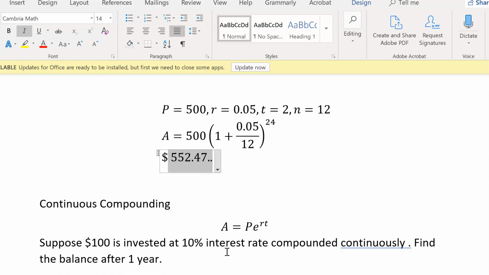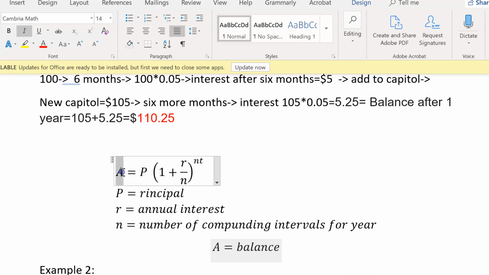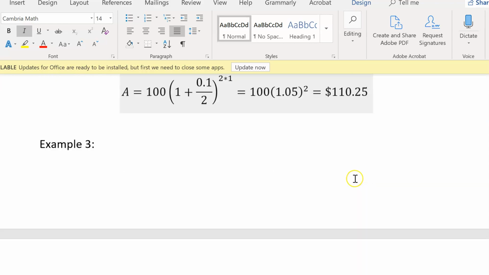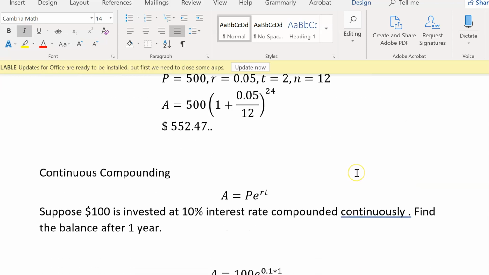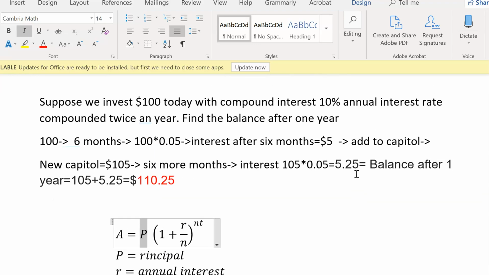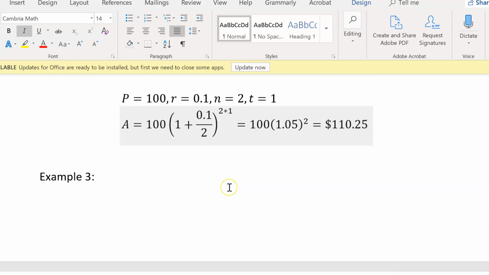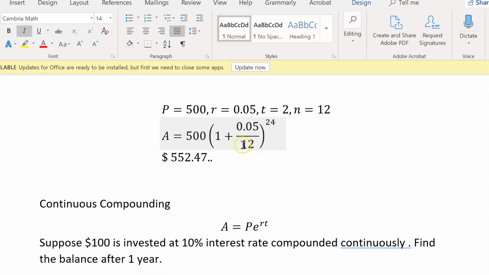Now, sometimes they might actually give you the amount and ask you for the principal, in which case you just plug in the amount here and plug in everything else, and you solve the equation for the principal. Now, a different type: you can compound at different frequencies. We saw compounding every 6 months in the first problem, and in the second problem we saw compounding every month, that means 12 times a year. You can compound even daily. You can compound even every hour or every second.